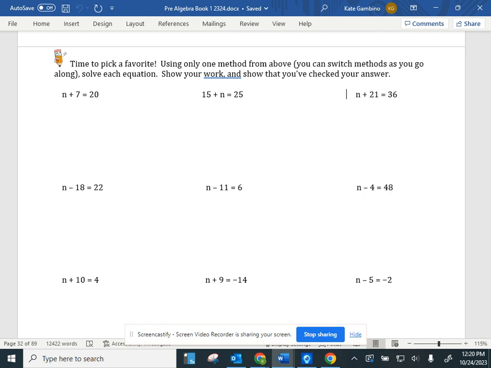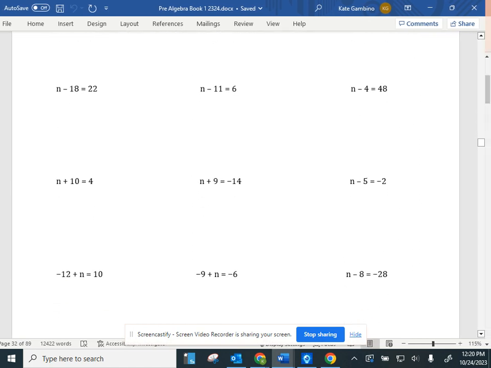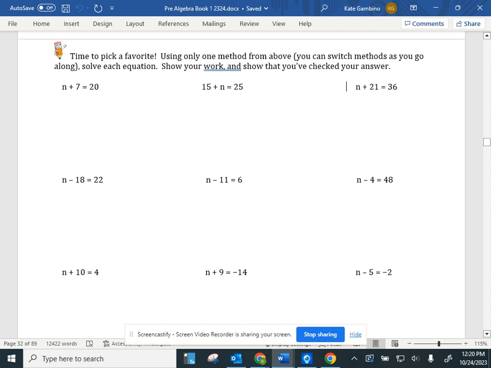If you look at one and say, oh, logic rules out, I know this one. Or you can say, I really have no idea what to do with this, I'm going to do my fact families. Or you can do the opposite operations. But you're going to show your work, and show that you checked your answer. You are not just giving me an answer. You're not just saying, well, I know 13 plus 7 equals 20, so bam, n equals 13, done. You didn't show any work, and you're not showing that you checked it. So you have to show that work.